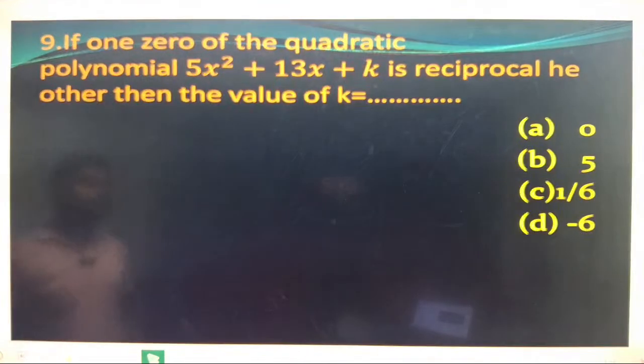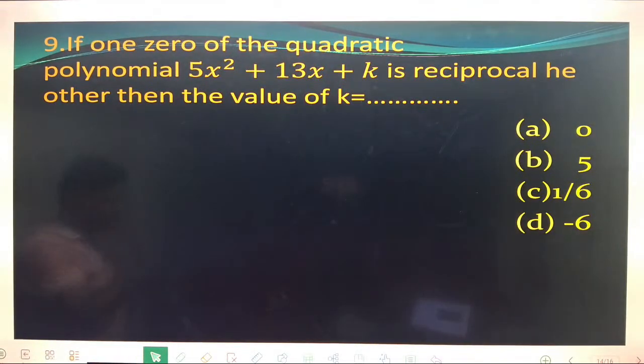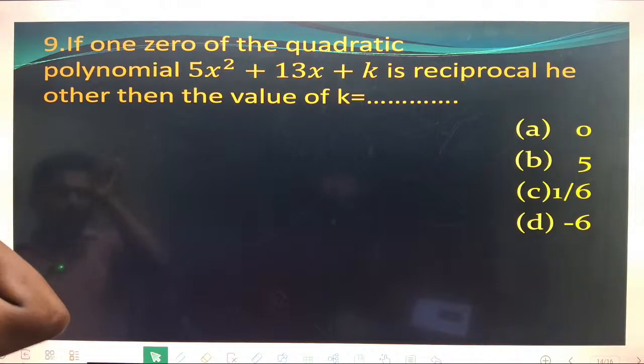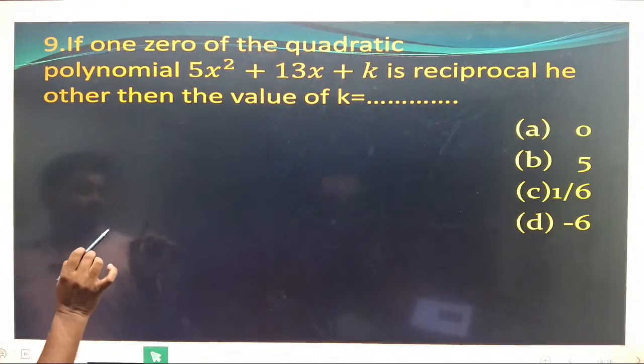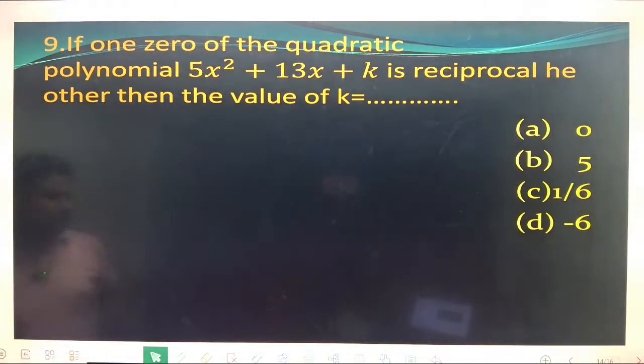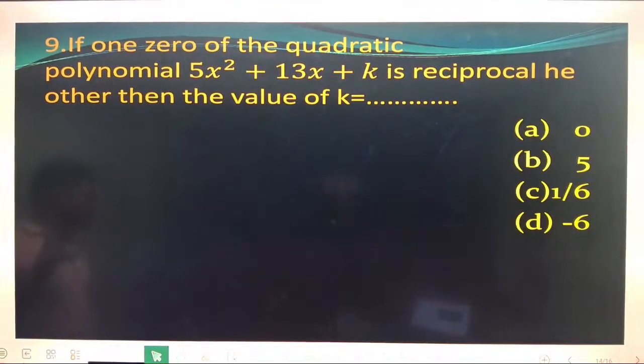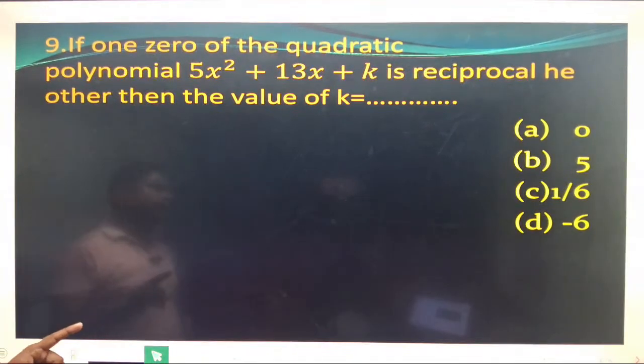Always use the product of zeros. That is the concept. What is the main concept? Product of zeros reciprocal. If the product of zeros is reciprocal, then the result is 1. If the product of zeros is equal to 1, then what is the relation between a and c? That is, the coefficient of x square and the constant term.